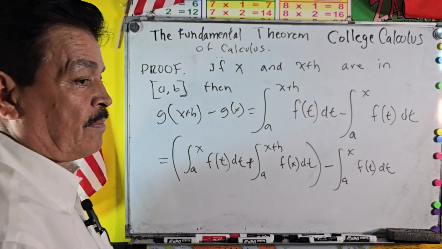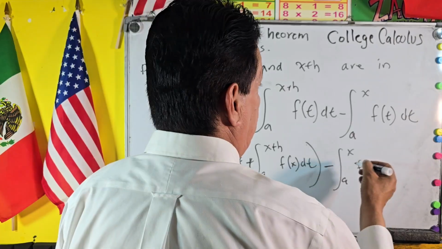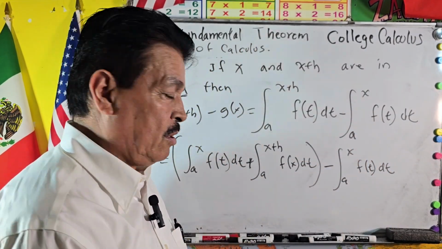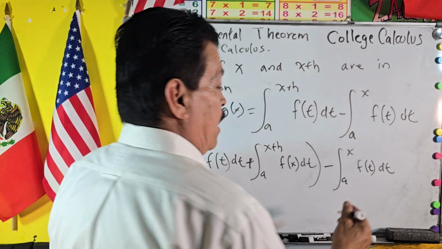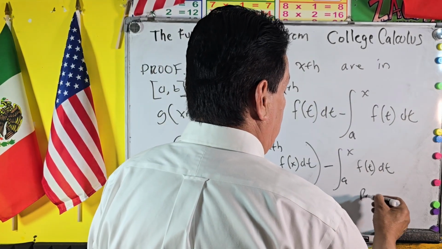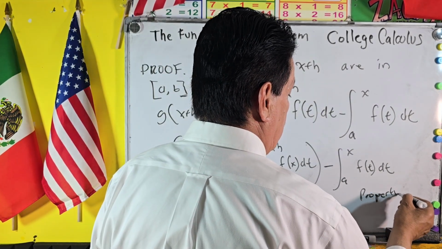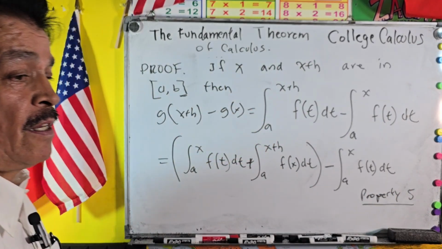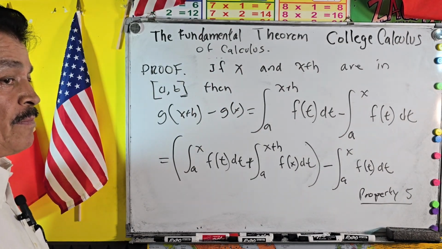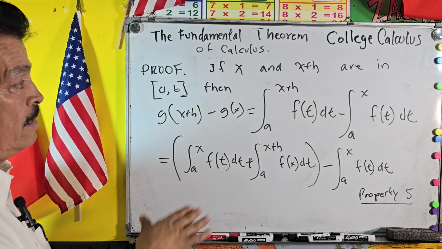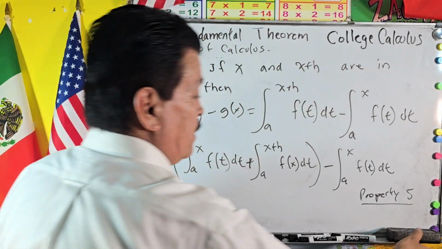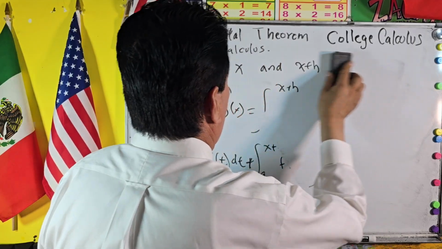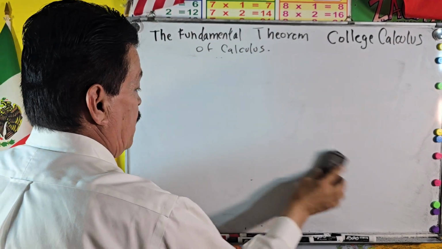Okay, this is this property. Remember our last college calculus class? Let's go back and review. Here we apply the property, property 5 is right here. Just watch this step. Let's go one more step. This is a proof.